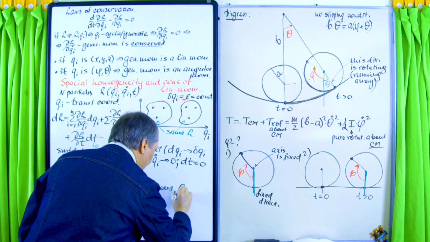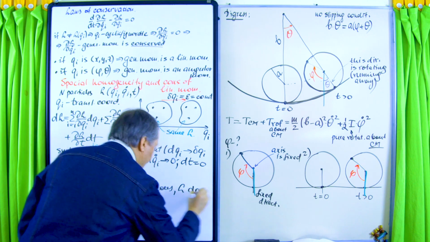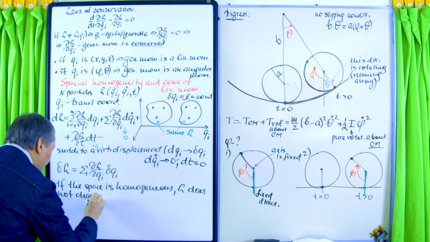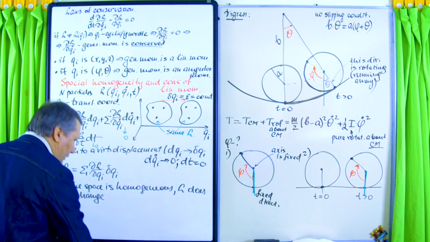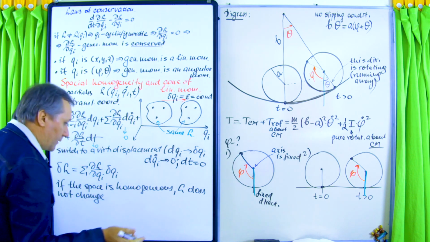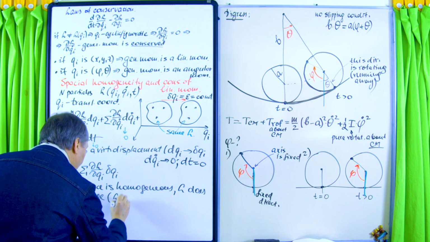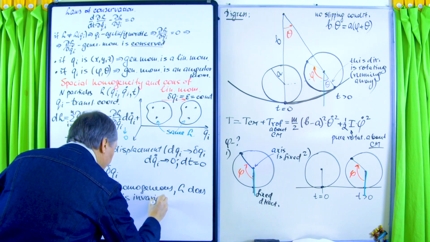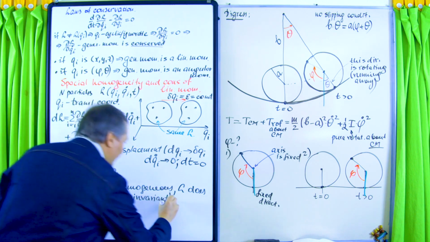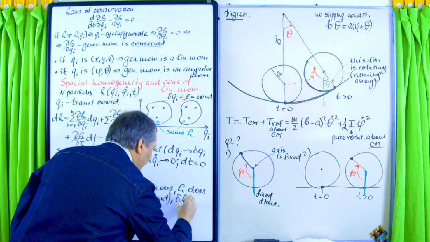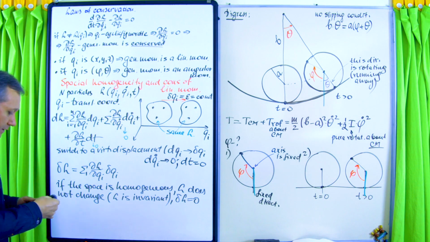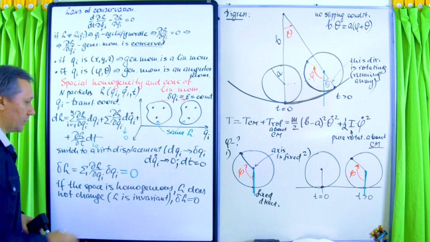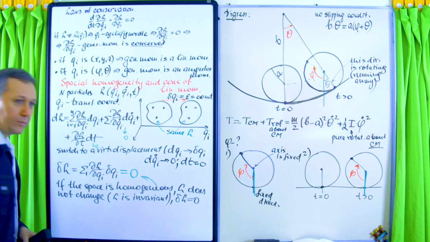L does not change. So it means that L is invariant. Right? So we can write as a result, delta L must be equal to 0. So as a result, I can step up and put here equals to 0. So as a result, I can apply this.